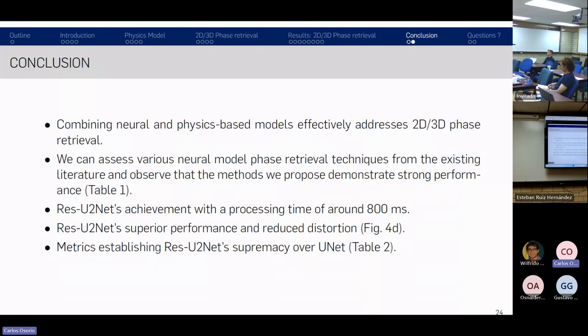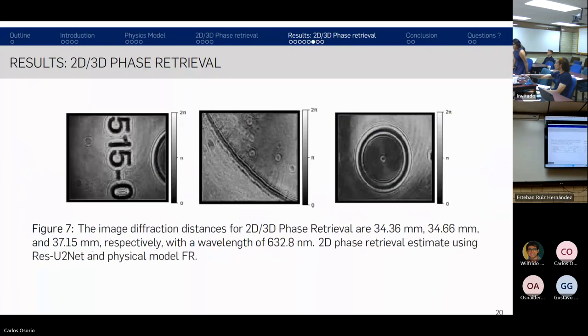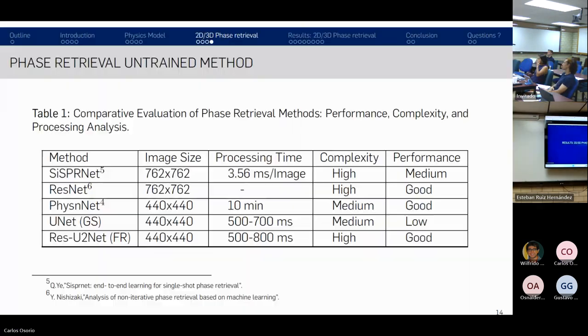We are using this on the data set. Okay, we can assess various phase retrieval techniques from the existing literature and observe which is the proposed method. We provide a demonstration of the performance in table one. Can you see? Okay, the evaluation of the processing time, comparison, and performance. In this case, the new proposal with the neural network has high complexity and better performance.